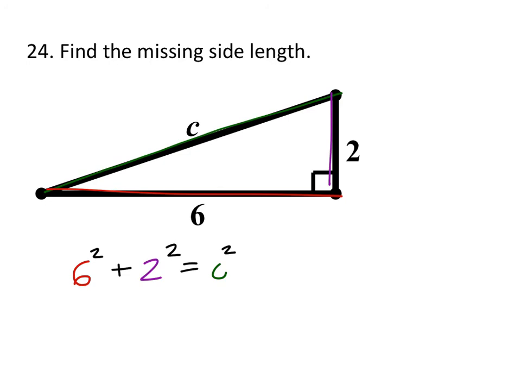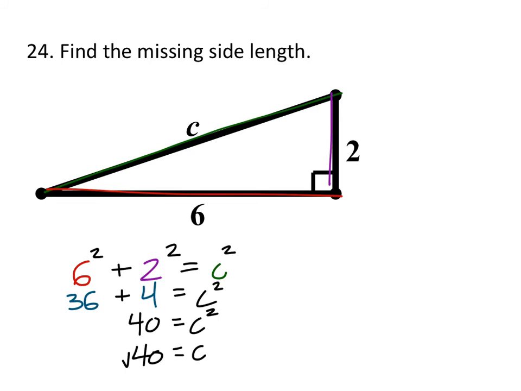So 6 to the power of 2 is 36. And 2 to the power of 2 is 4. Added together should be c squared. So when I combine these two together, I get 40. Now that equals the hypotenuse as a square. But we don't want the area of that square. We want the length. So we're going to take that area, 40, and square root it. This is the answer we want.